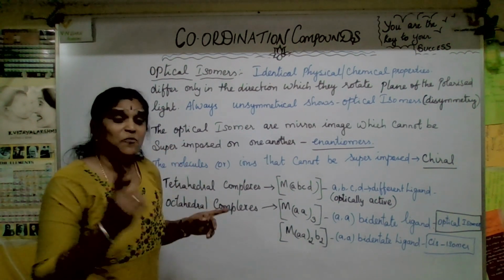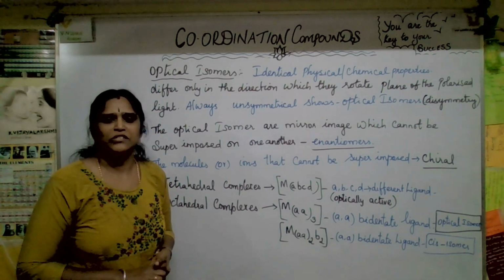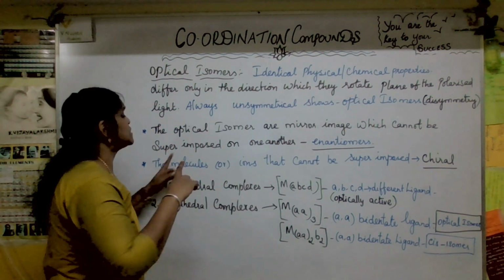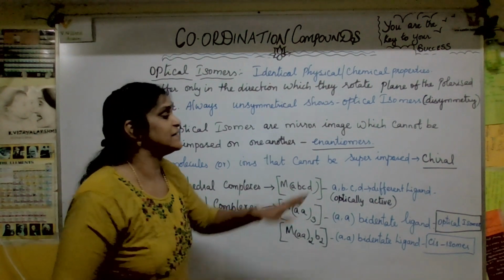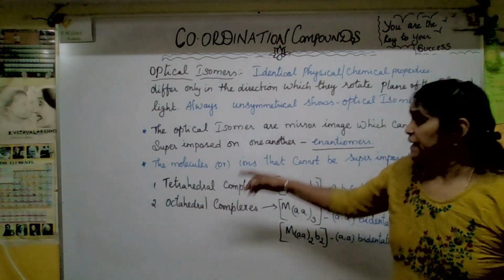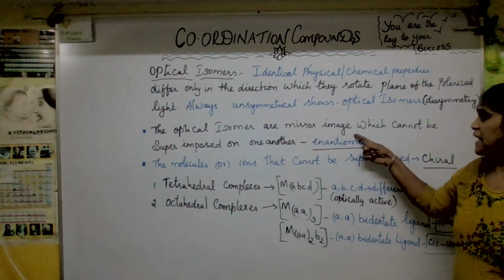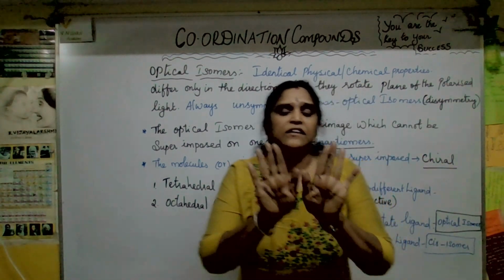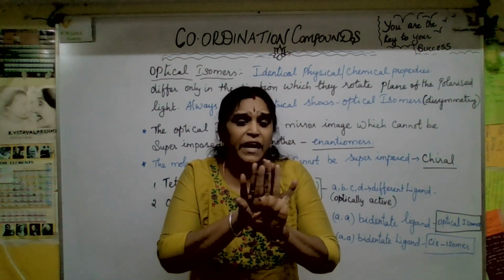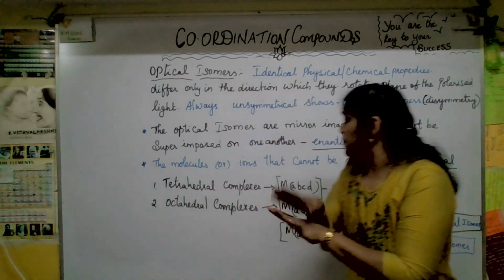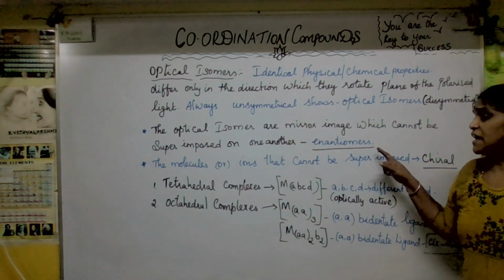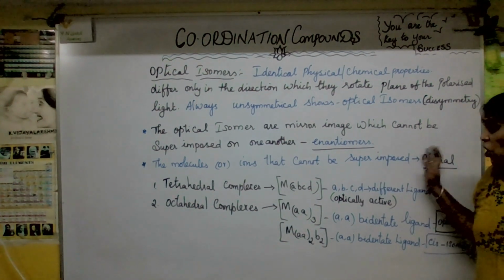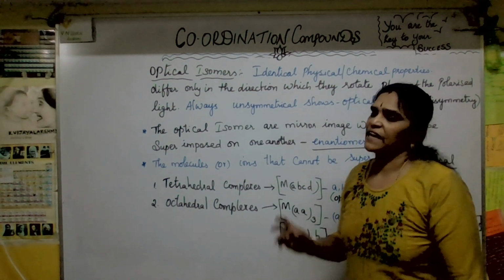Now the next point, it's very important. One or two more questions they may ask. The optical isomers, or mirror images which cannot be superimposed on one another, are called enantiomers. Listen to that. Now you see this hand. This is actually optical isomers. When we keep one on another, they cannot be superimposed. So these are enantiomers. Here, molecules or ions that cannot be superimposed, that property is called chirality.